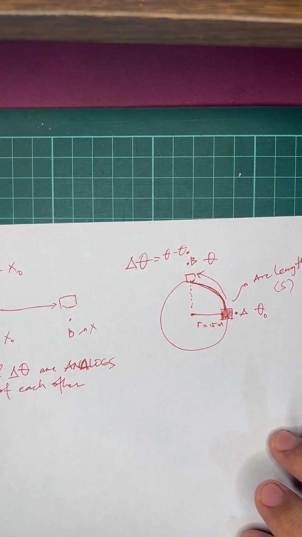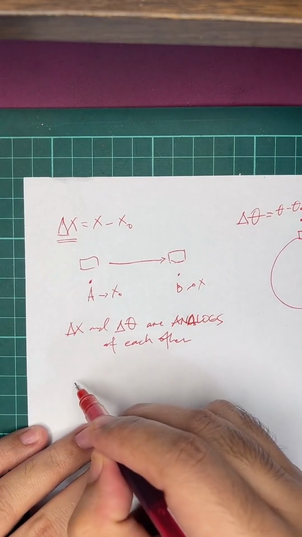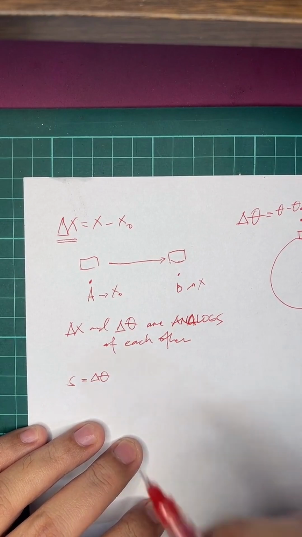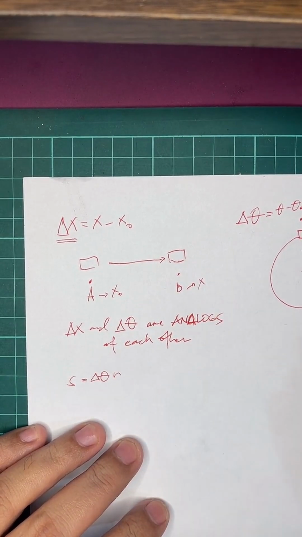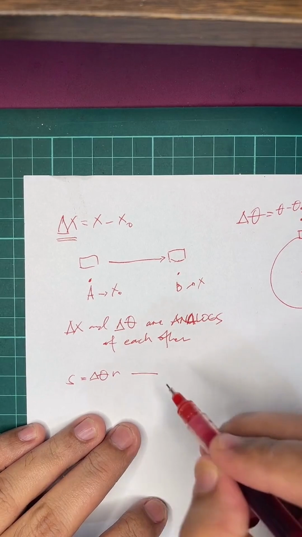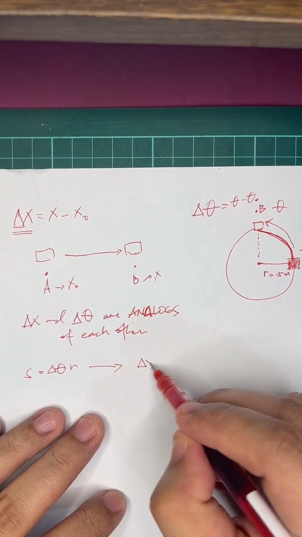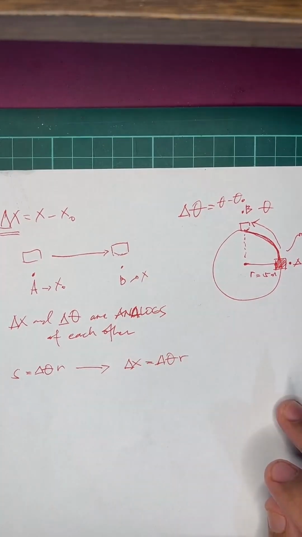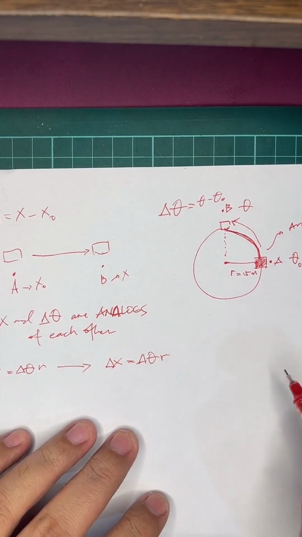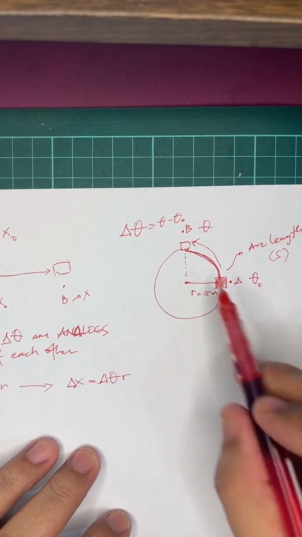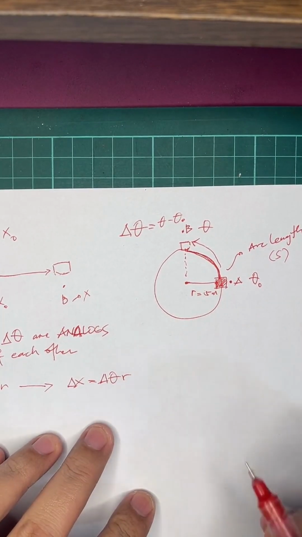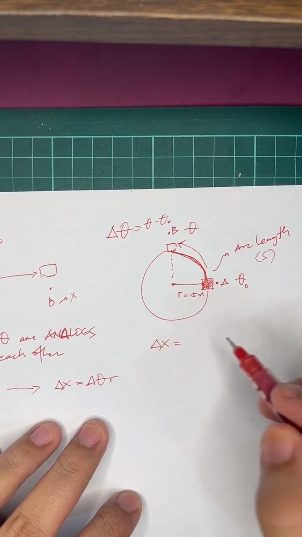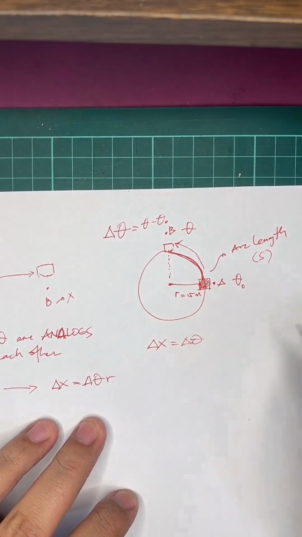How do we determine arc length? So arc length, s, is equal to delta theta times R. Or, for the purpose of our discussions, we will be using delta x equals delta theta times R. So it's that simple. So what's going to happen here? If we have this particular path, what would be the arc length or the linear displacement? Delta x would be delta theta times R.